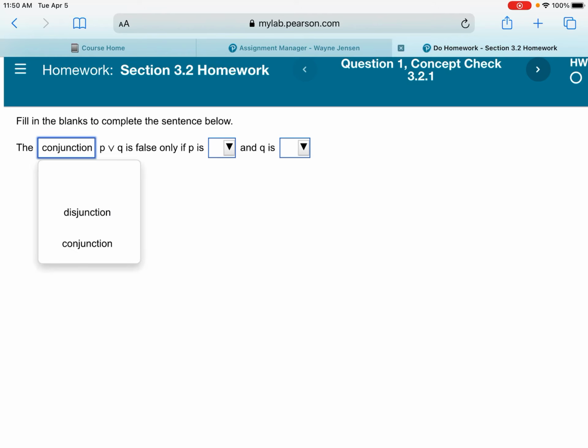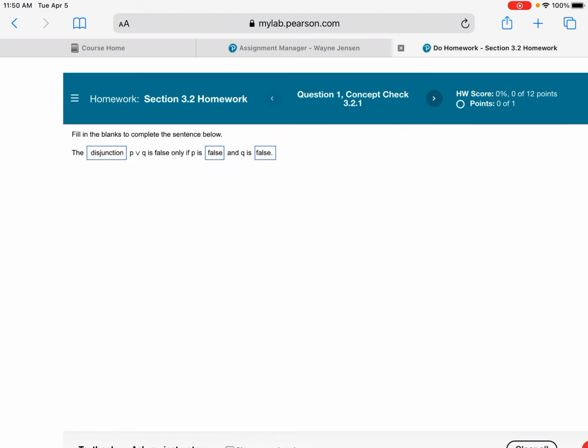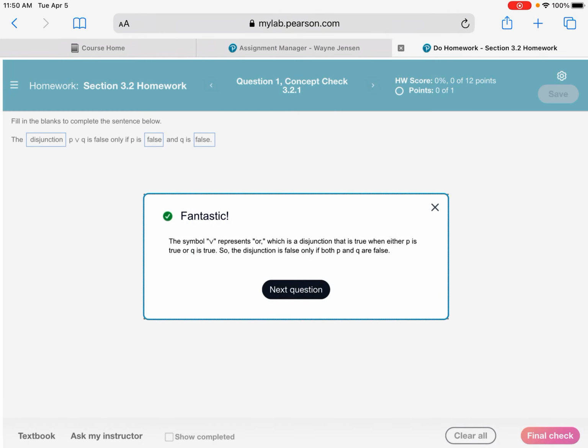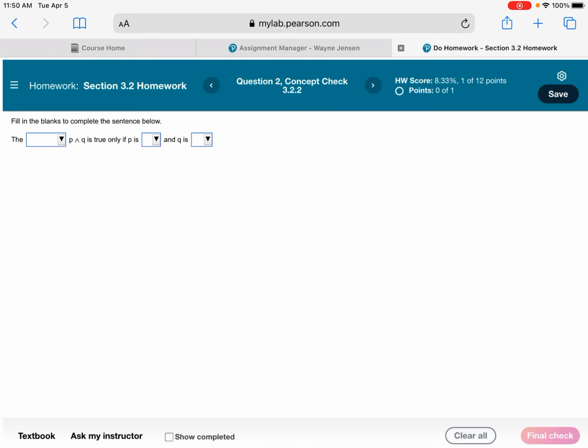Actually, it's not a conjunction, it's a disjunction, right? And so it's a disjunction because they don't have to both be true in order for it to be true. And so it's only false if P is false and Q is false, sorry. That's the only way an OR statement is going to be false, because if one of the conditions is satisfied, then the whole thing is satisfied. And it's a final check, and it's going to tell us fantastic.